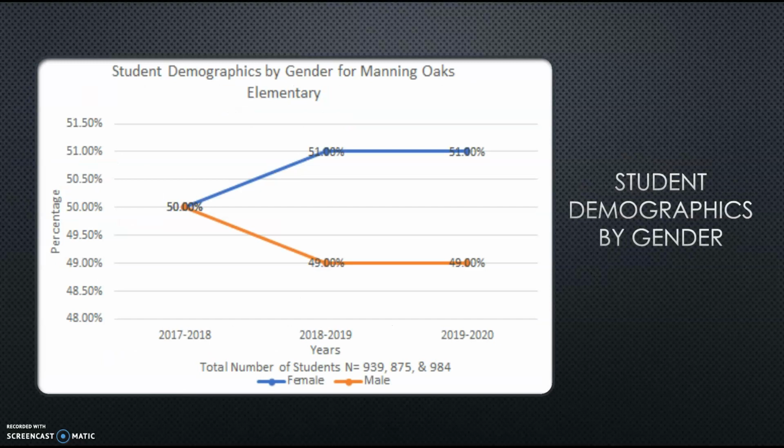Now let's take a glance at the demographics data by gender. The percentage of male and female is 50% in 2017 and then changes to 51% female and 49% male for the 2018-2019 and 2019-2020 school years.